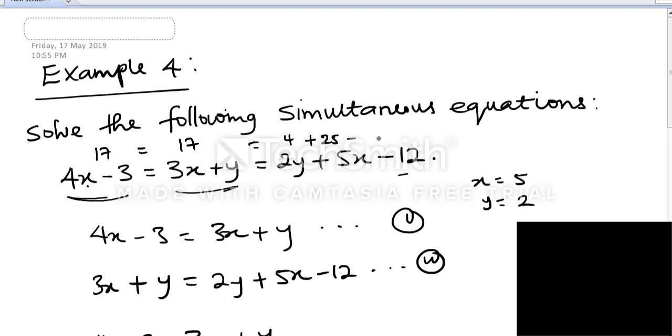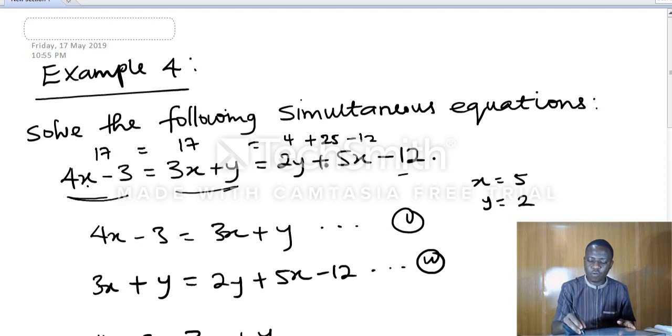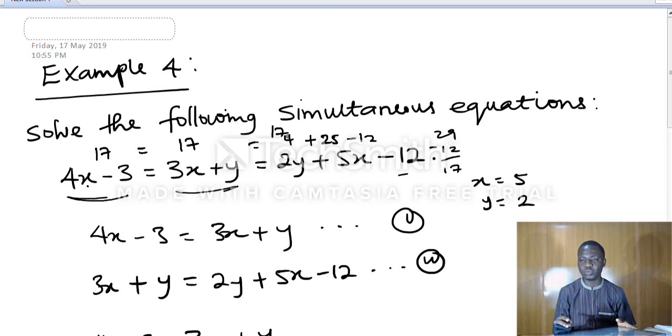4 plus 25 minus 12. 4 plus 25 is 29. 29 minus 12 is 17. That means these three expressions are said to be equal. So the solution of this equation is x is equal to 5, y is equal to 2.